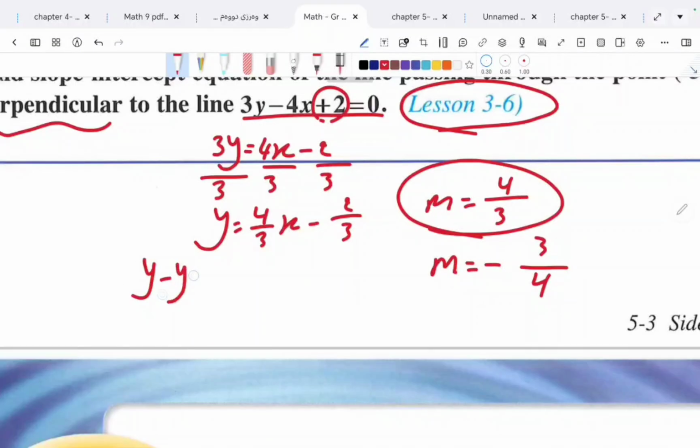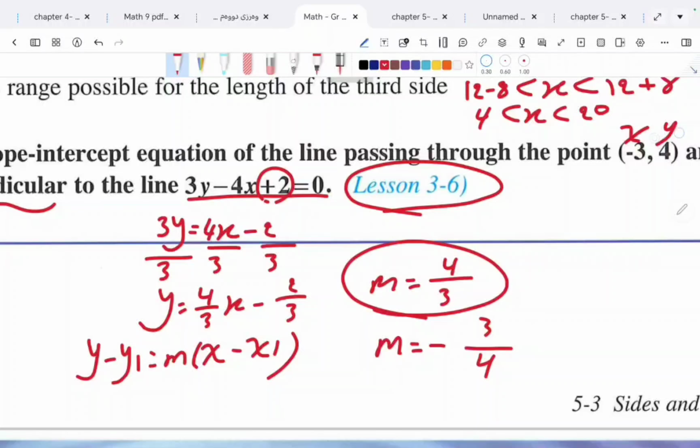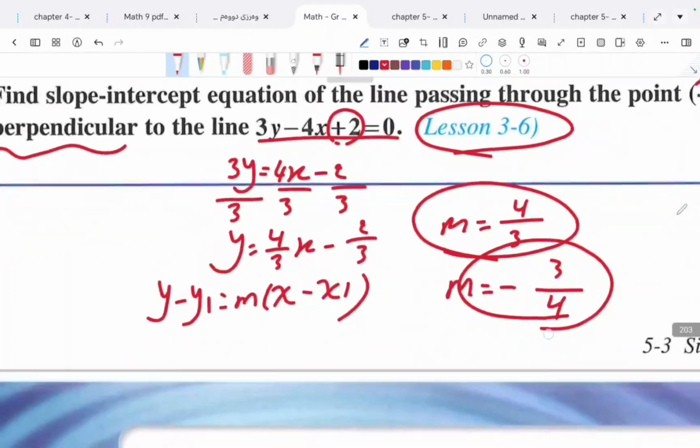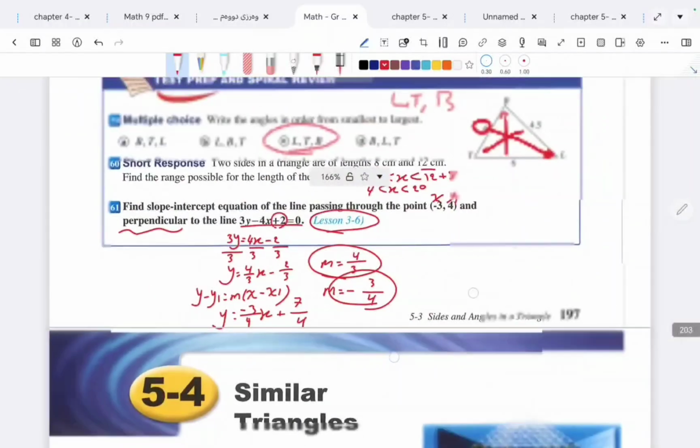Then use the rule of y minus y1 equals m times x minus x1. Okay? x1, y1 is given, and you find the slope, then solve it. The answer will be y equals negative 3 out of 4x plus 7 out of 4. Okay?